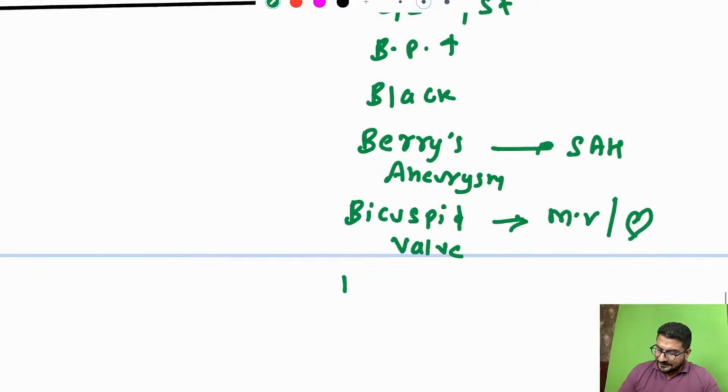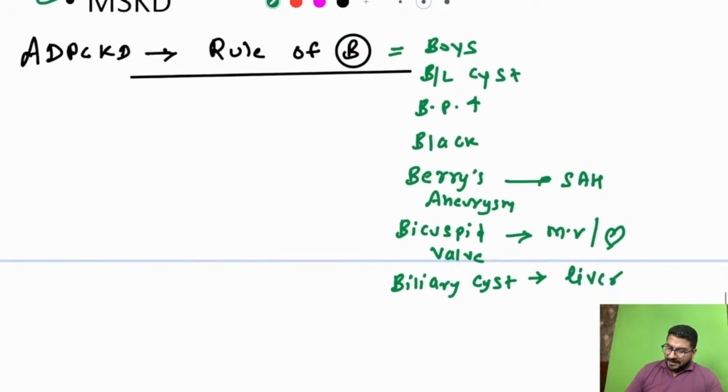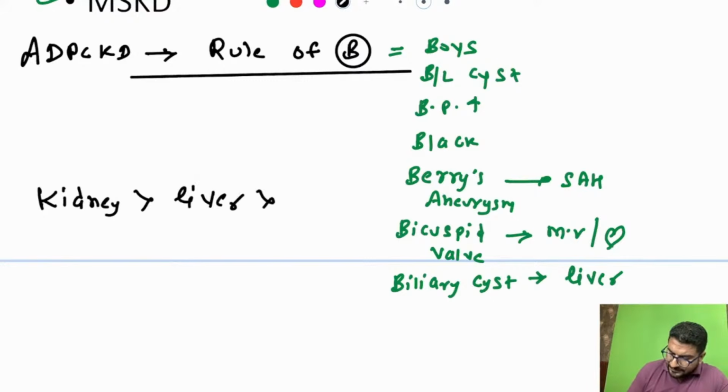And the last B is you can see biliary cyst. Means after the kidney you can see cysts also affect your liver. So now they ask you a question, where do cysts form? So remember you will see cysts mainly in the kidney. After the kidney you can see cysts in the liver. After the liver you can see cysts in seminal vesicles. You can see cysts in the pancreas and even you can see cysts in the brain.